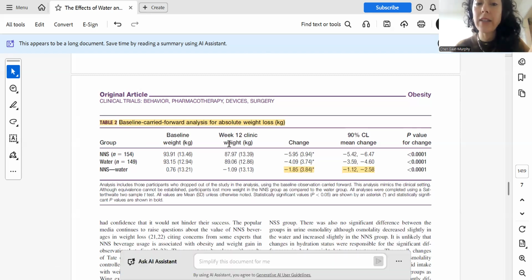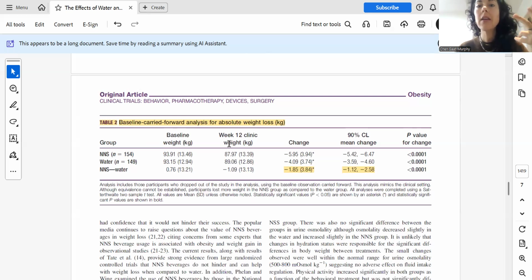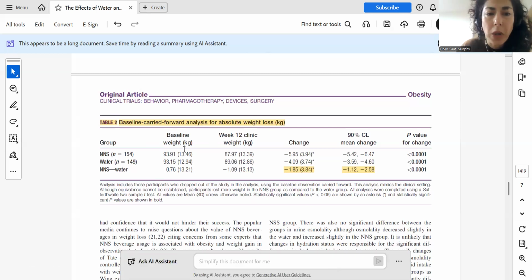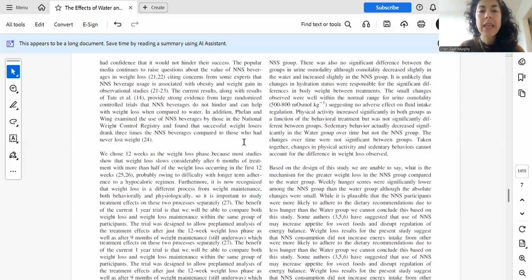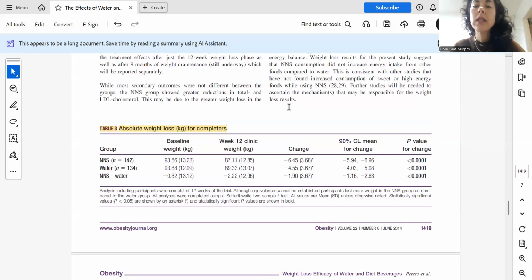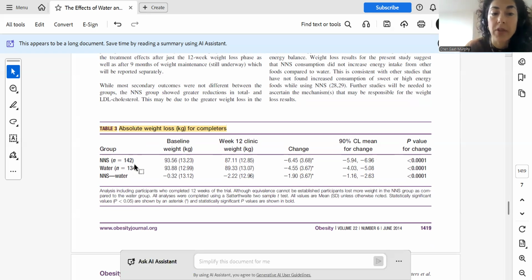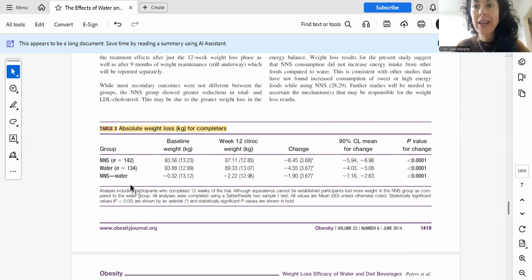So table 2 had the intent to treat analysis, so the entire amount of participants who started the study, the 320, I think. In table number 3, that table did not have the intent to treat. So this took into account, you can see it in the numbers, it's lower numbers, only the actual number of participants who finished the study. So here we do not consider people who dropped out.